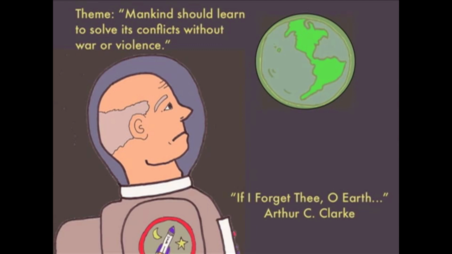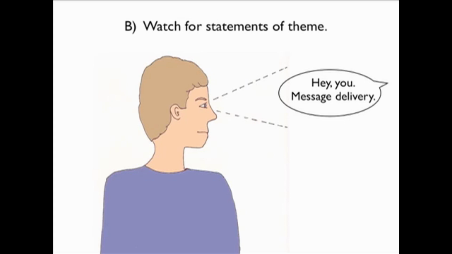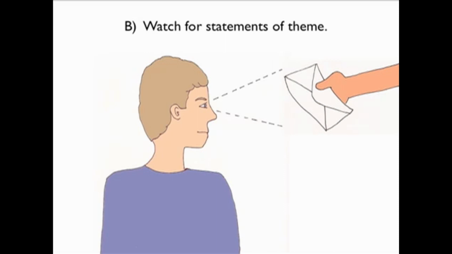B. Sometimes authors have a character just state the theme, often near the end of a book. It's often some meaningful conclusion about mankind or some aspect of life. A character might say something like, "Well, Bob, love is like that, isn't it? Sometimes it's sweet and sometimes it's sour, but you know, I'll take my chances." So the theme could be exactly that, that love can be pleasurable and it can be painful, but it's worth the risk. Not all books contain a statement like that, but some do, and it's worth keeping an eye out for one.